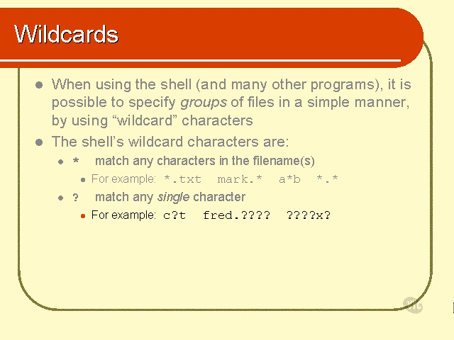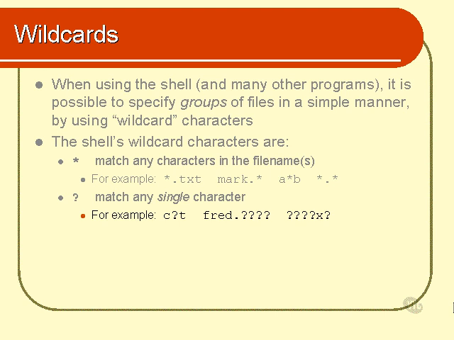C question mark T means match, for example, CAT, CIT, C underscore T, C3T, CCT, and so on. Fred dot question mark question mark question mark question mark means match any file name that is the word Fred followed by a full stop followed by exactly 4 characters, and any 4 characters.